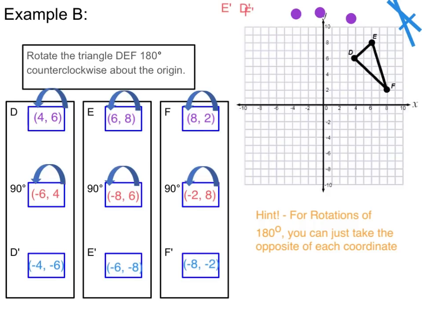plane to make sure that we did it correctly. So I'm going to go to negative 4, negative 6. And like I talked about last time, I'm going to label my points immediately so that I don't forget which one I was talking about. So I was talking about D. So I'm going to be doing D prime. My next point is at negative 6 and negative 8, and I'm going to call that E prime.